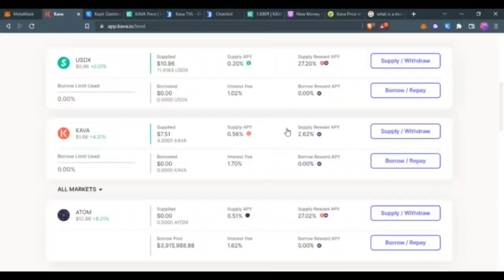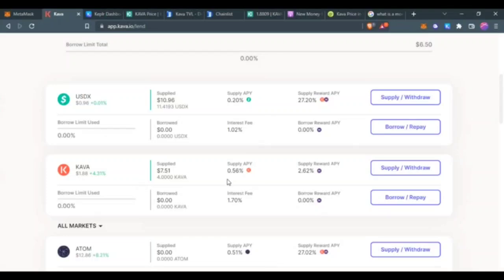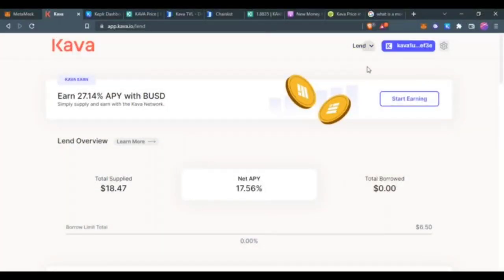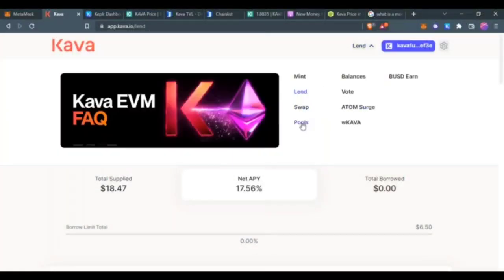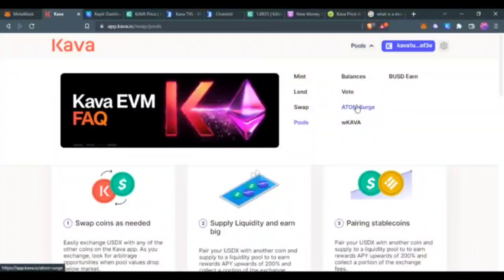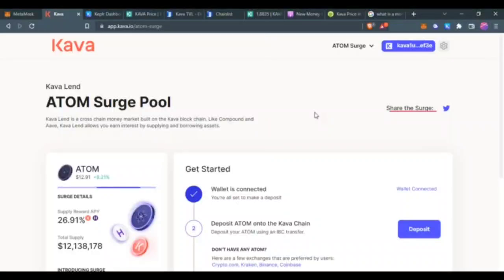See, I'm playing with such small amounts because I just wanted to walk through that we don't have some of the minimum amounts to borrow, which is usually just $10. Okay, what we can do then, not a big problem at all. In fact, let's go to Atom Surge.